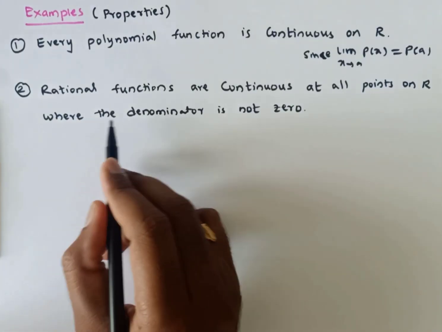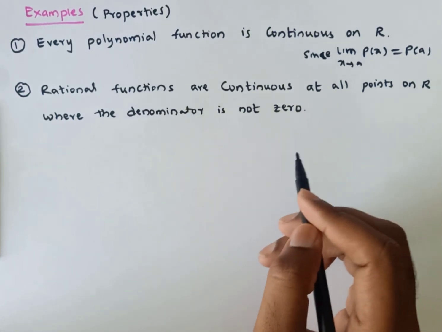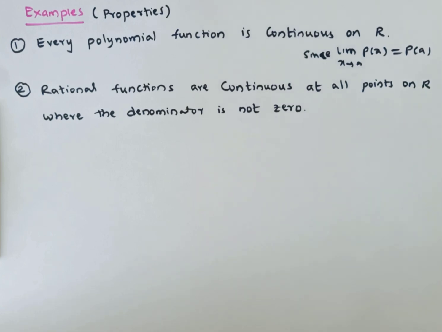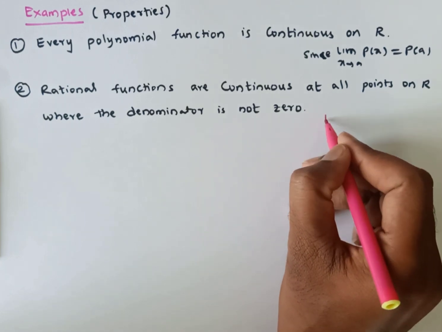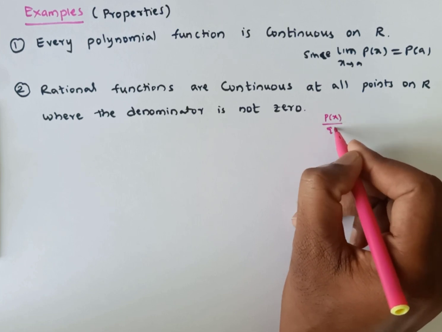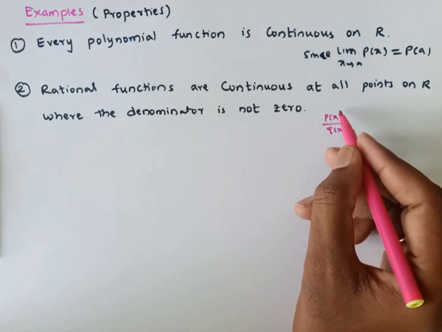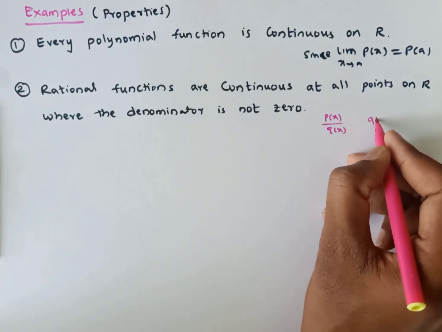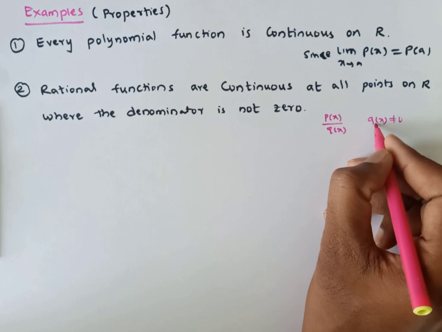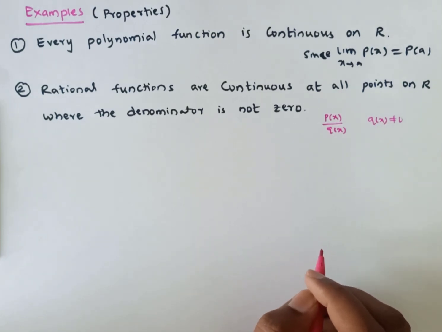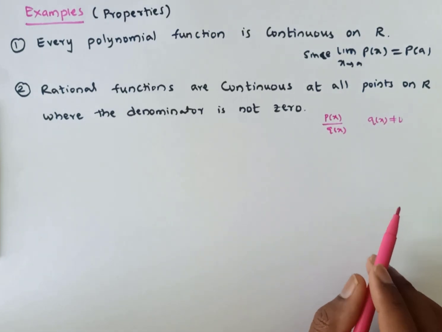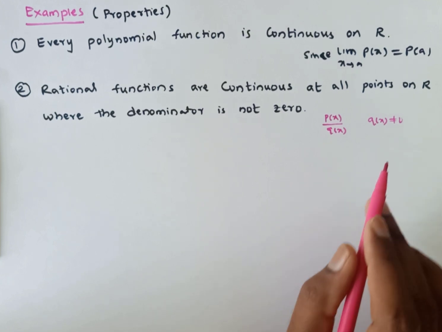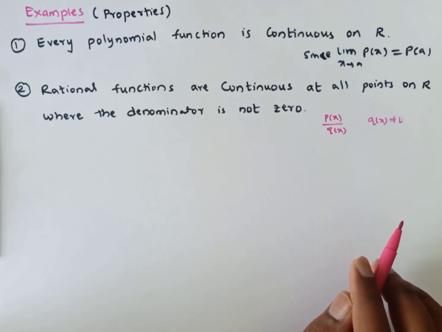Second property: rational functions are continuous at every point on R where the denominator is not 0. So it is in the form of p of x by q of x, right? Both p of x and q of x are polynomials. Every polynomial is a continuous function, but here the denominator is there, so if the denominator is not equal to 0, then it is continuous everywhere except those points. So a rational function is always continuous at every point on R except where the denominator is 0.